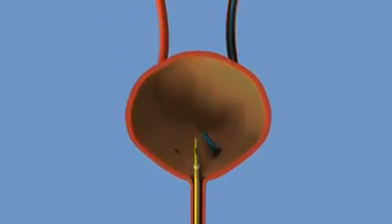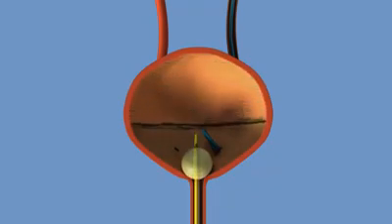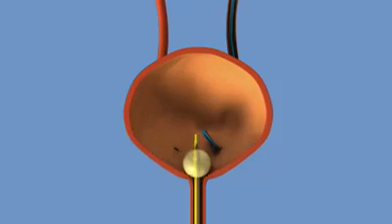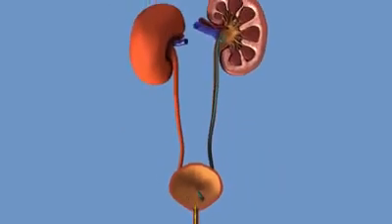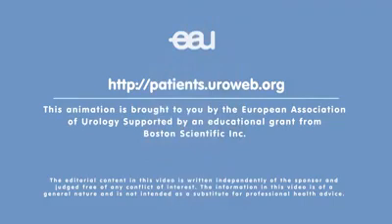A catheter, which is a tube placed through the urethra into the bladder, may be used to drain the bladder. This catheter remains in place with the use of an inflated balloon. The catheter and stent are usually removed shortly after the procedure. You can leave the hospital once you are able to empty your bladder sufficiently and you have no fever or pain.